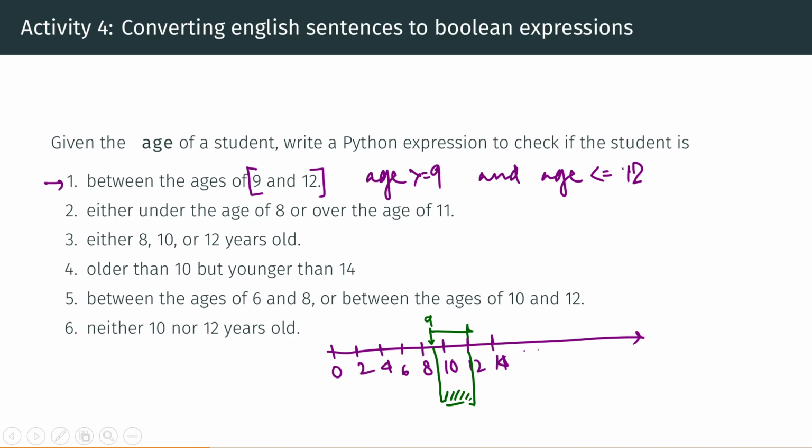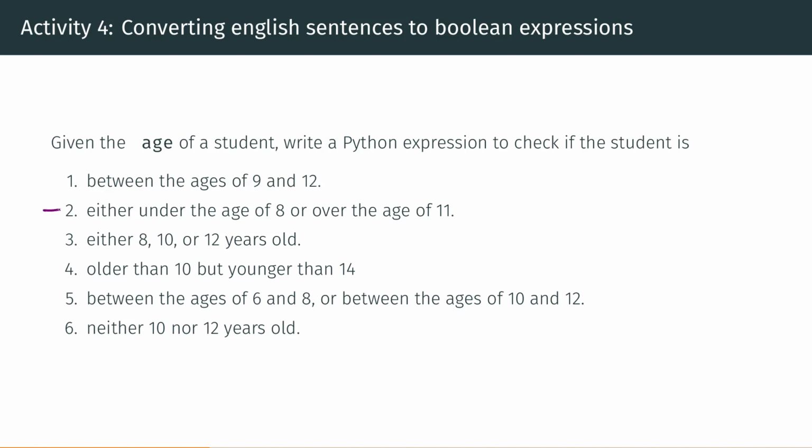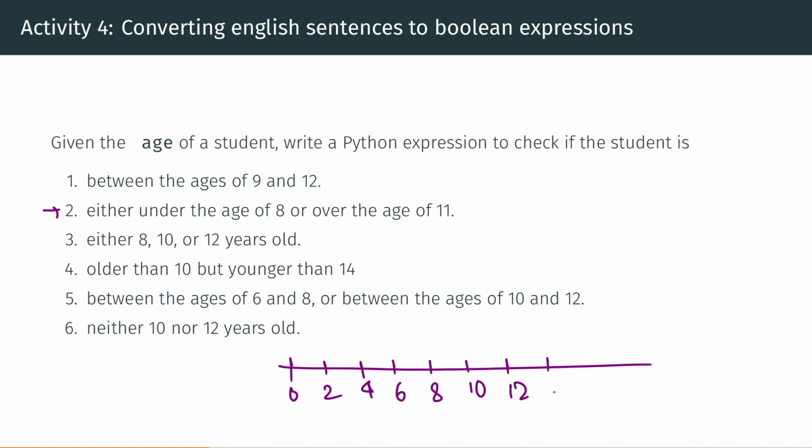Okay, so what about the second one? The second one says either under the age of 8 or over the age of 11. Again, let's do a number line. So this is 0, 2, 4, 6, 8, 10, 12, 14. We want to check if the age is less than 8, if the student is under the age of 8. So less than 8 would be in this direction.